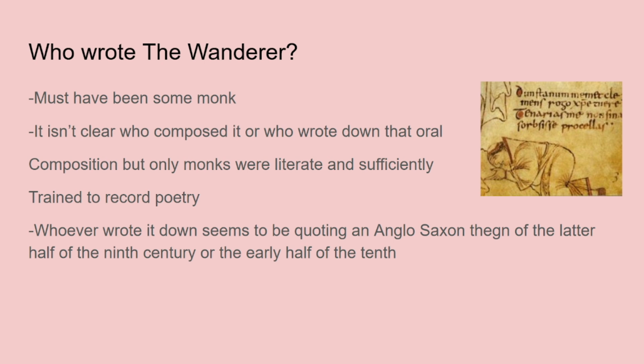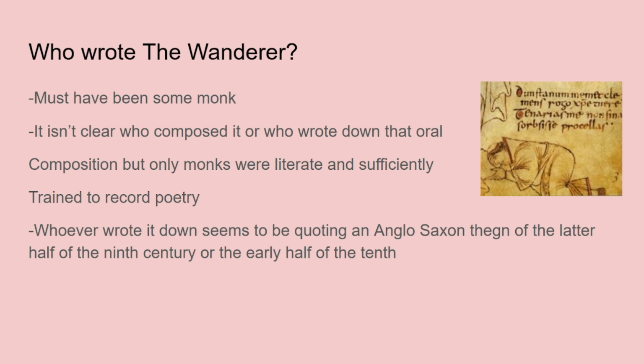A thane is a military retainer of an Anglo-Saxon lord, a companion, a picked companion. Somebody who fights alongside their lord and receives splendor and gifts from their lord. And that thane might have lived in the latter half of the 9th century or the early half of the 10th. The reason scholars think that is because of the dating of the poem.